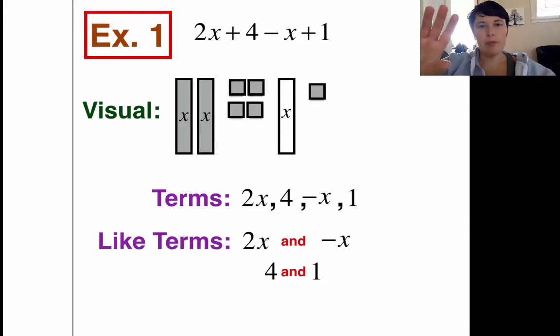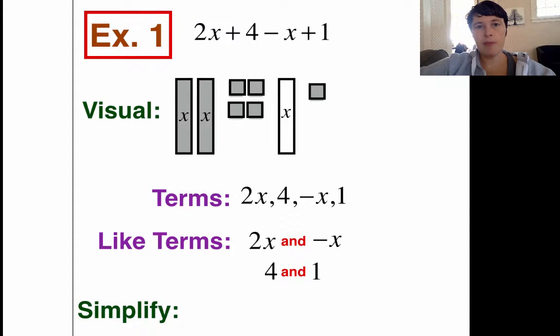So we got our visual. We've identified what the terms are and what the like terms are. There's one more piece to this. We can simplify. Simplify means moving things that go together.